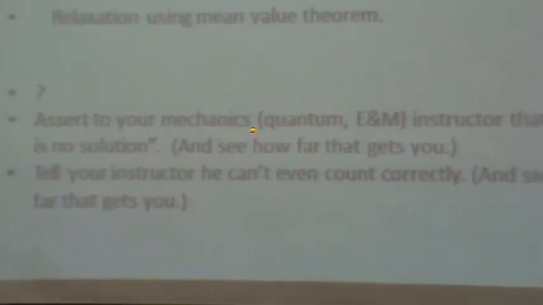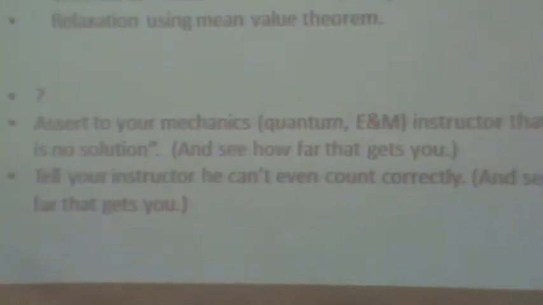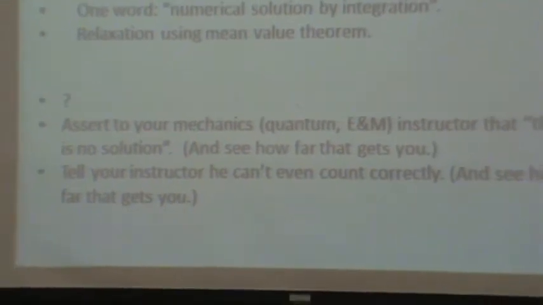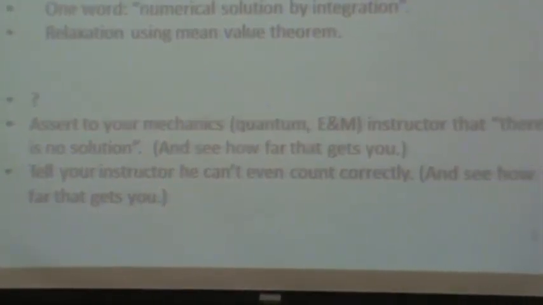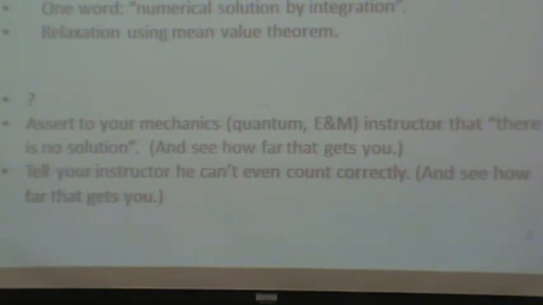Assert to your mechanics, quantum mechanics, E&M instructor, that there is no solution, and see how far that gets you. Sometimes that, in my case, if I've made the problem up myself, it might be true. But there actually is always a solution to a problem with boundary conditions. It might be 0, but there's always a solution. Question mark, yeah, who knows? And then the other one is tell your instructor who can't even count correctly, and see how far that gets you. Yes? You're missing one. That's worth the joke.